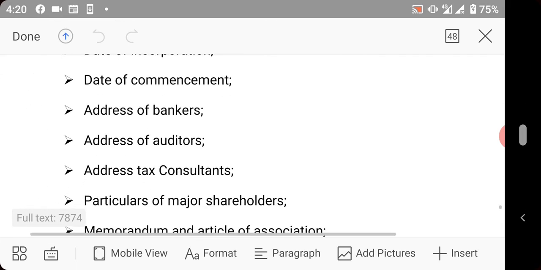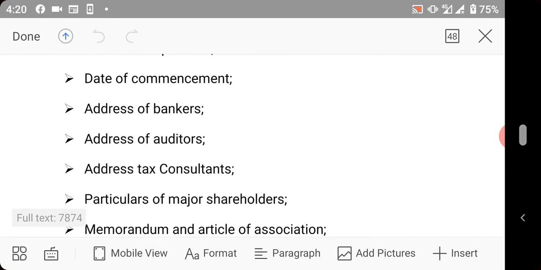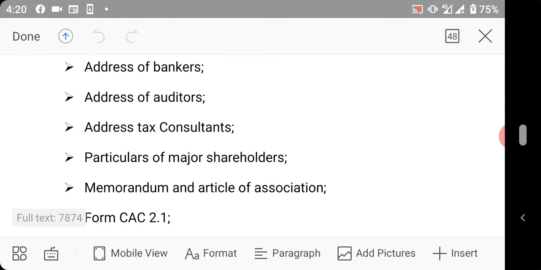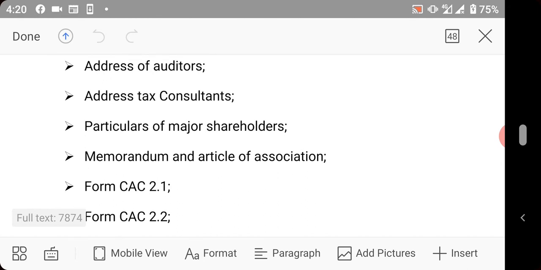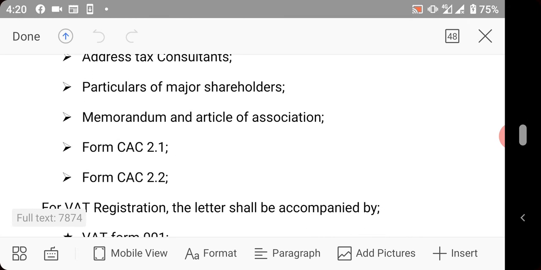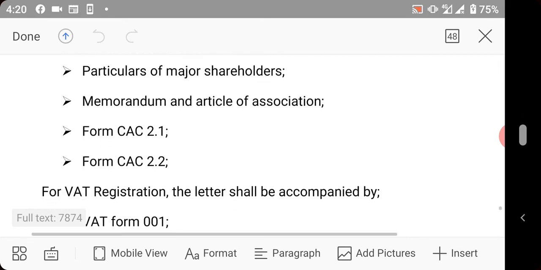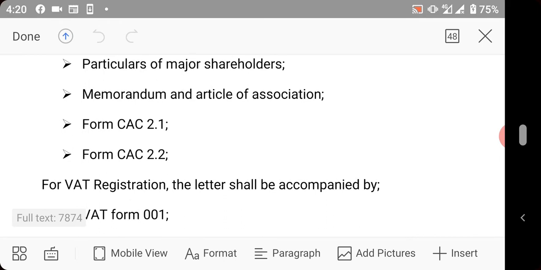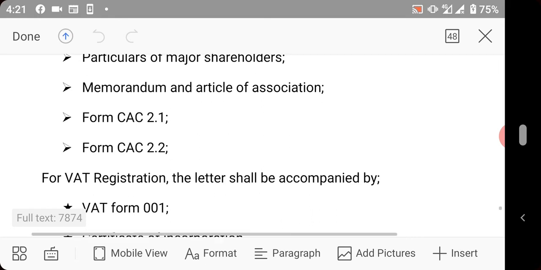Another one is date of commencement of business. Another one is auditor's address, banker's address, tax consultant address, then memorandum and articles of association. Then we have Form CAC 2.1, Form CAC 2.2. Form CAC 2.1 deals with everything about the shareholders. Form CAC 2.2 deals with everything about the first directors of the company.